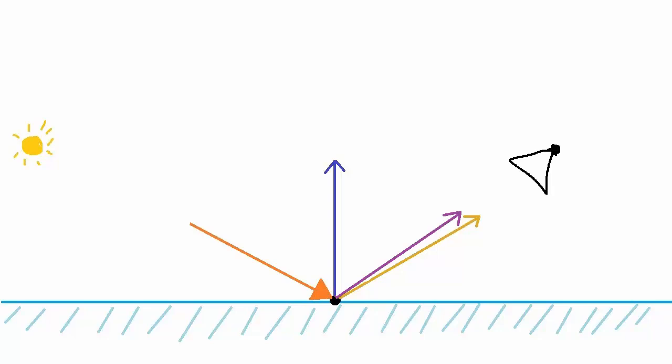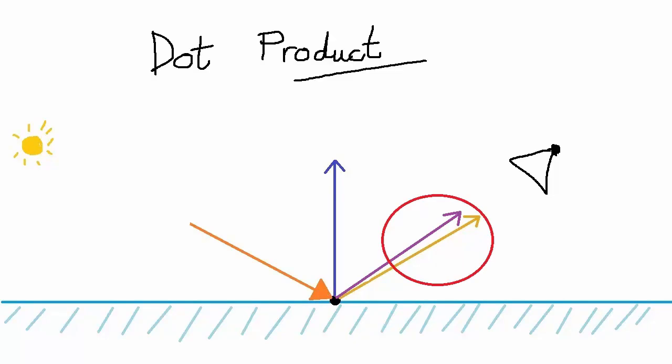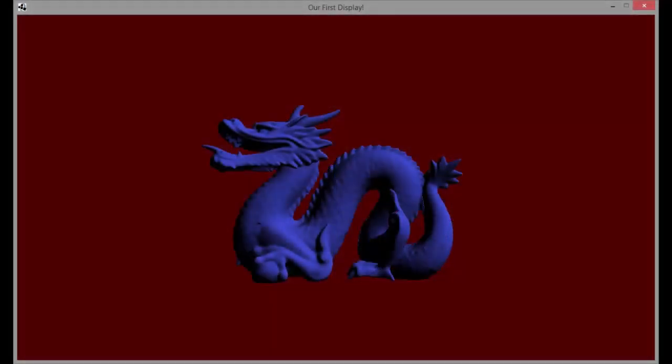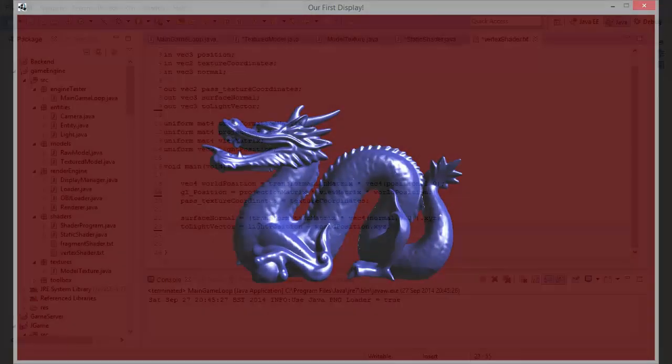So, we need to find out how close these two vectors are to pointing in the same direction, and hopefully you'll remember from last week that this can be done using the dot product. So, by taking the dot product of these two vectors, we'll have an indication of how bright the specular light at that point on the surface should be. We can then use the shine damper attribute of the material to dampen this value, and then multiply it by the reflectivity of the surface, before finally adding it to last week's diffuse lighting to get the final result.